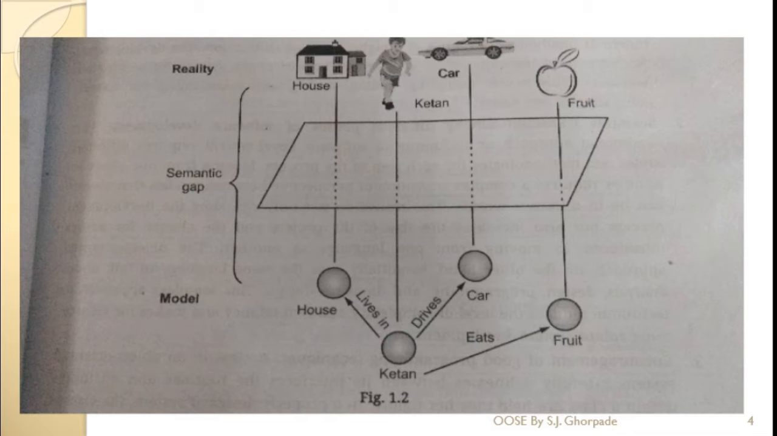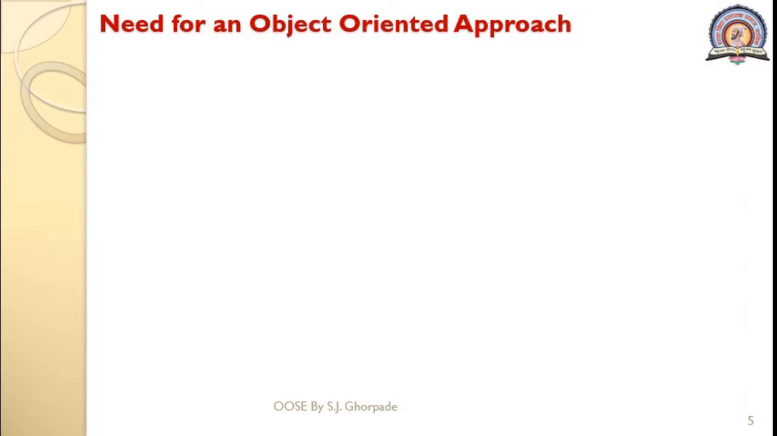Ketan eats fruit. So the real situation is somewhat different, and there is a huge semantic gap between reality and a model. So this is a model representation. In the same way we can design a model for any software system. This is one of the smaller problem domains discussed here.